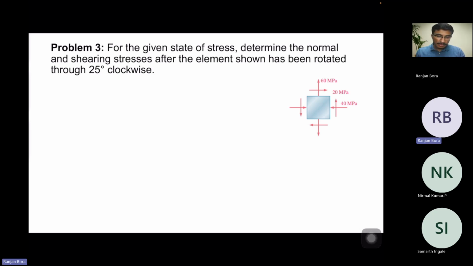Okay, now there is one problem. For the given state of stress, determine the normal and shearing stresses after the element shown has been rotated through 25 degree clockwise. Can you try to solve this problem?